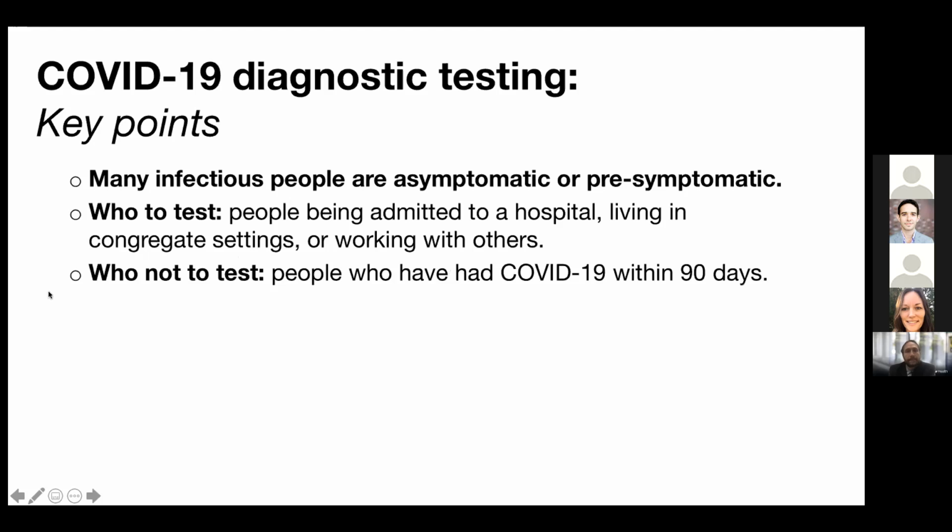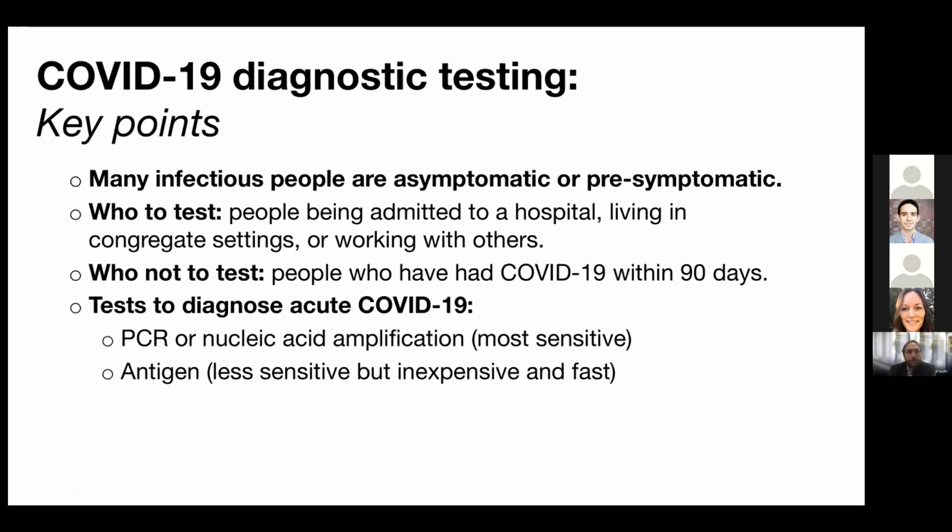Who not to test? People who are known to have had COVID, who have had confirmed COVID within 90 days. They're unlikely to get value from another test, and they're unlikely to be infectious beyond 10 or 20 days.